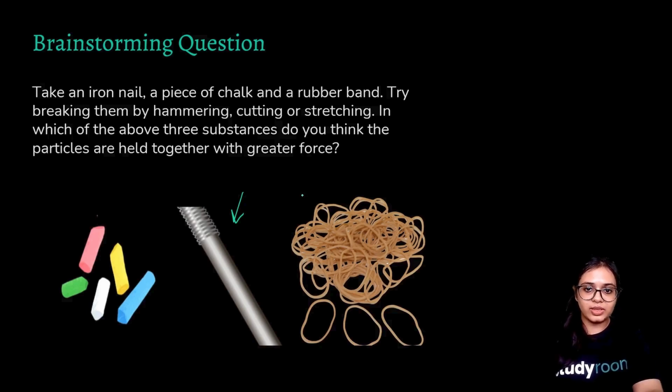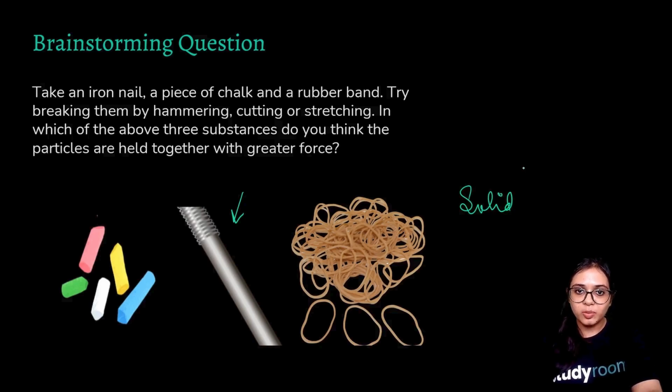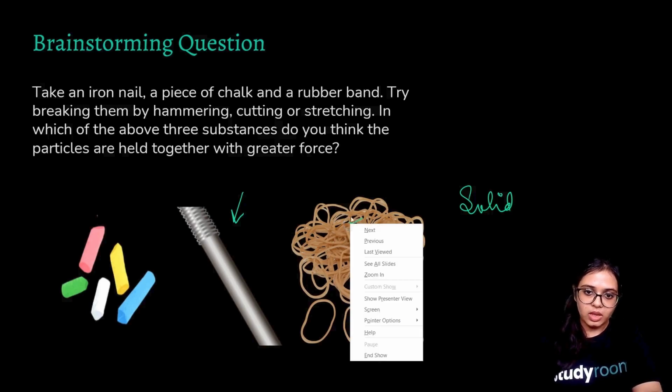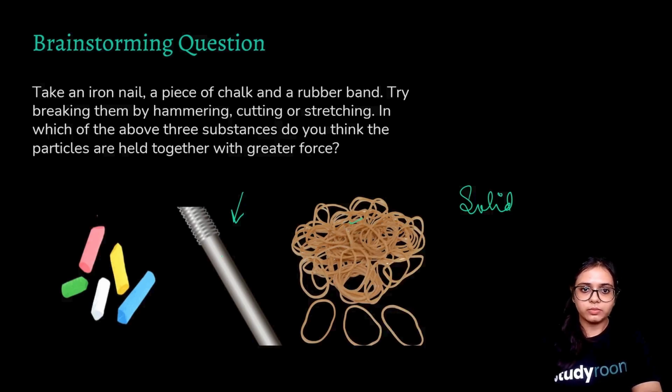So all of these are solids, but we notice that the intermolecular or interatomic force of attraction between these three examples of solid is very different. That is why an iron nail is very difficult to break by hammering, cutting, or stretching, whereas a rubber band is easier to break, and the piece of chalk is very easy. So although all of these are solid, the force of attraction between the particles of these three solids is very different.